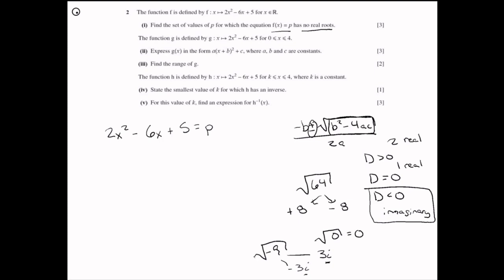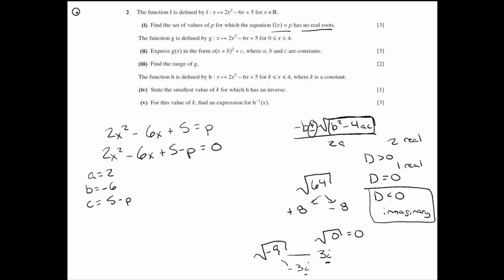So without worrying about all that too far, let's just treat this like a quadratic. Let's get it all equal to 0. So 2x squared minus 6x plus 5 minus p equals 0. Now, in this quadratic equation, we see a, b, and c. When we use the discriminant formula, it would act in the same way. We're going to have a equal to 2, b equal to negative 6, and c, this time, is 5 minus p.